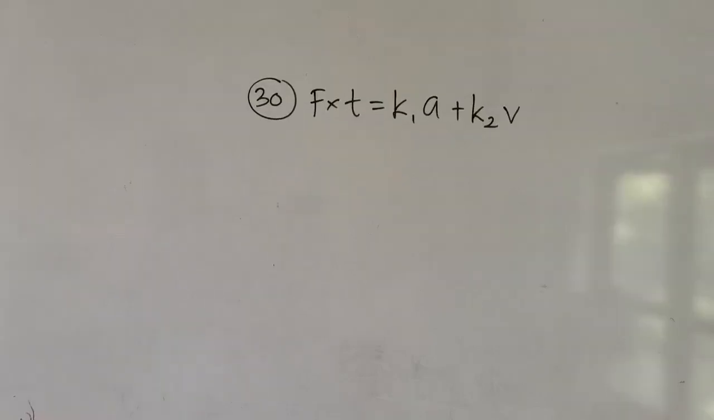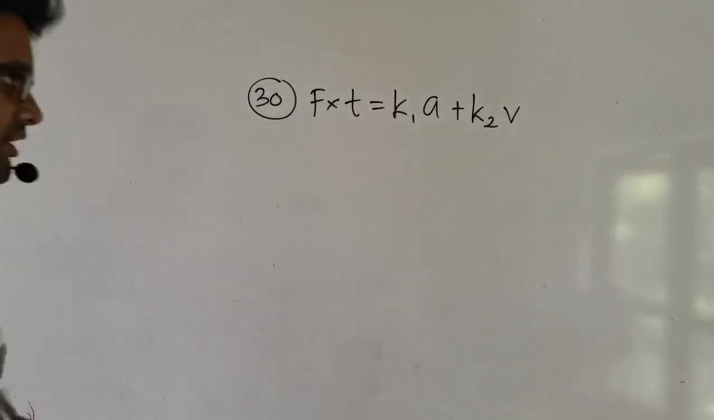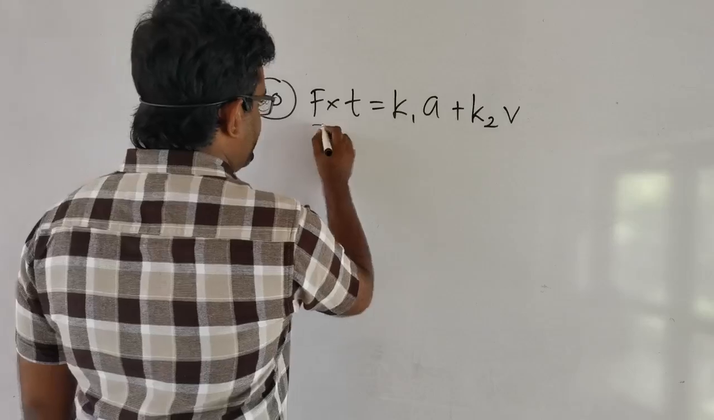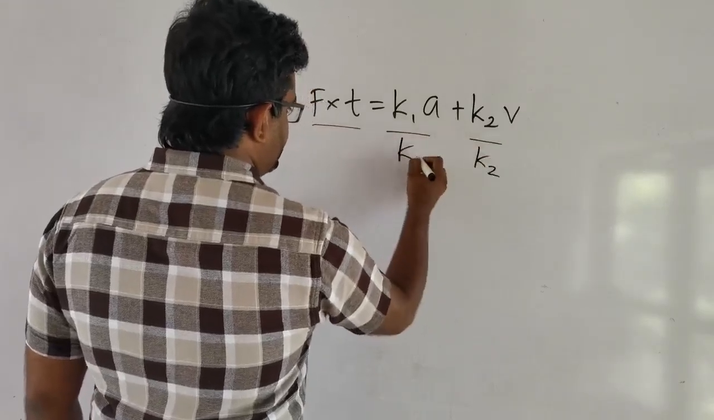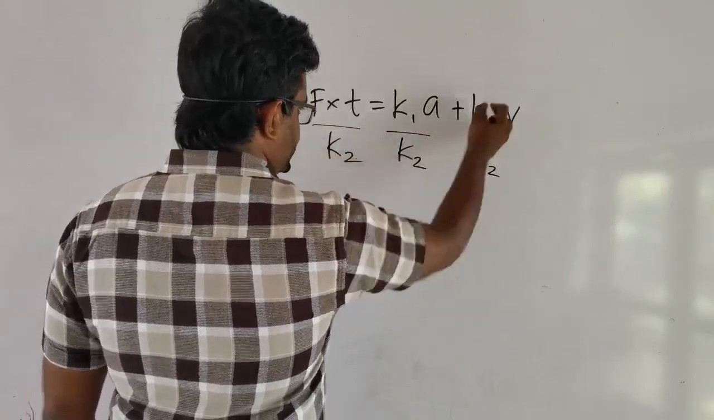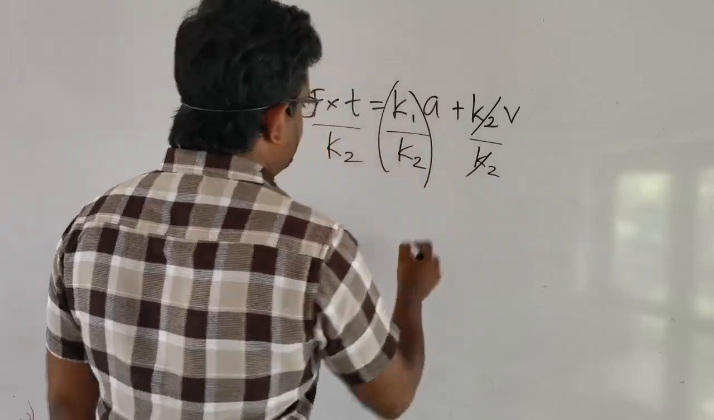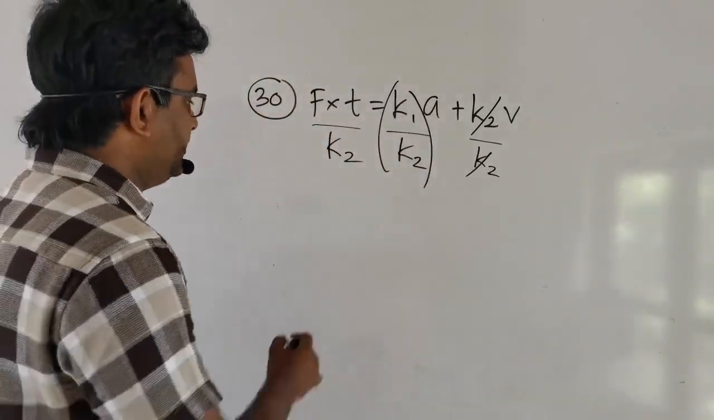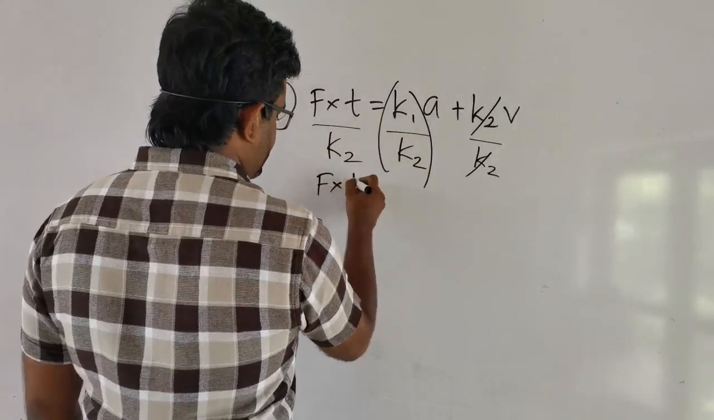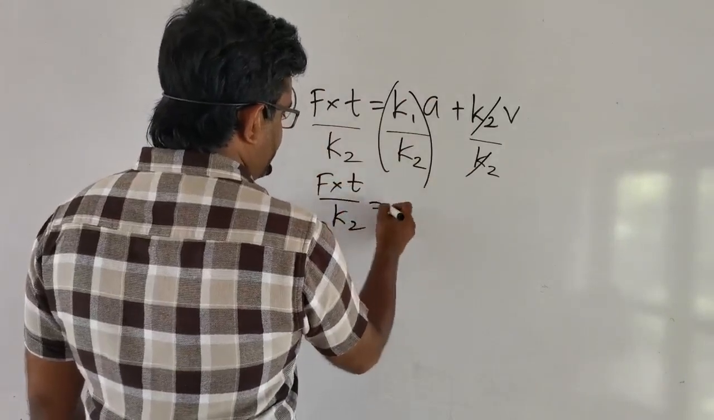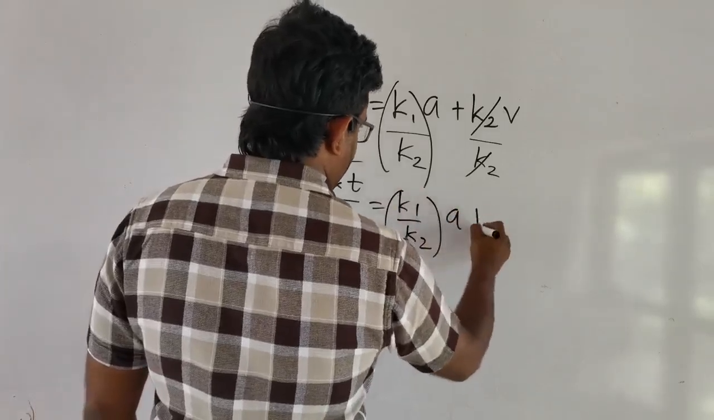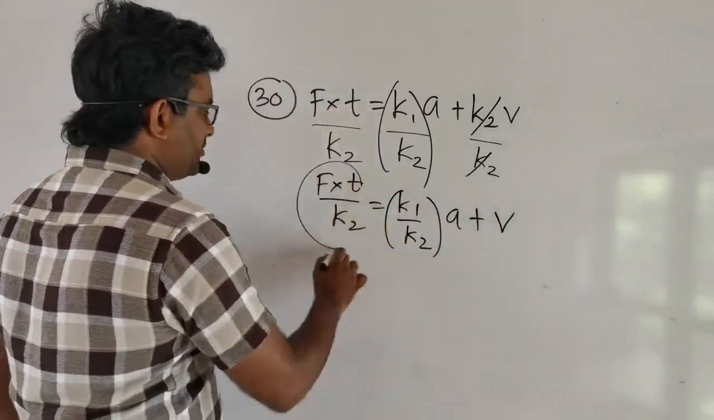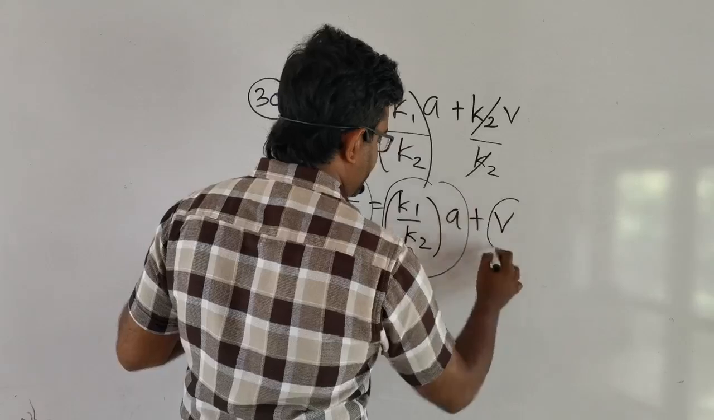Right, question number 30, we need to find units of ratio k1 over k2. So here also we can divide this by k2. All the terms are divided by k2. Then here we have that ratio we need, right? Then f into t divided by k2 equals k1 over k2 into a plus v. Right, so these are the three terms we have.